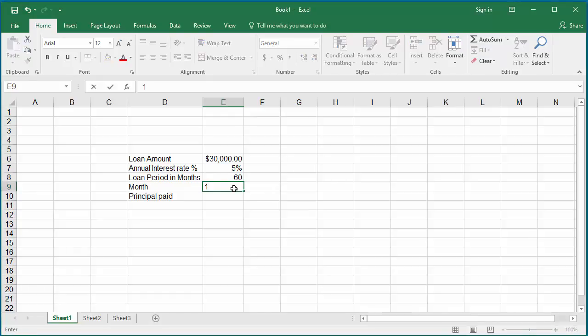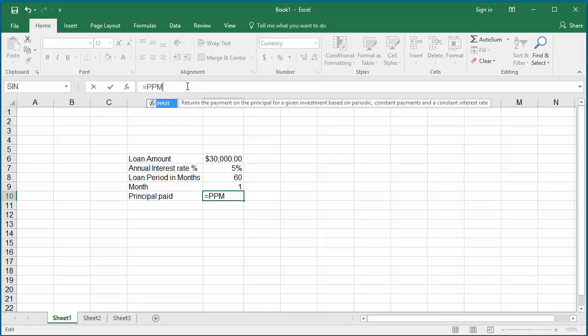Click on cell E10. In the formula bar, type equal to the function PPMT. This function accepts four arguments. The first argument is the interest rate.